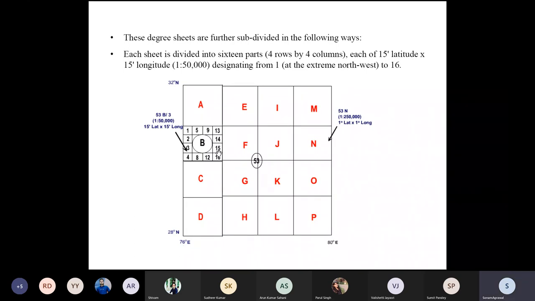The adjacent sheets will be 53B10, 53B11, B12, B14 and B16. Then F2, F3, and F4 grids. Yes. Everyone write down in a copy the answer of this question.